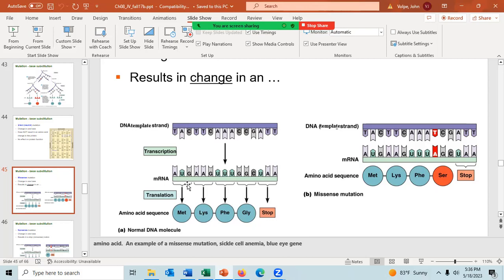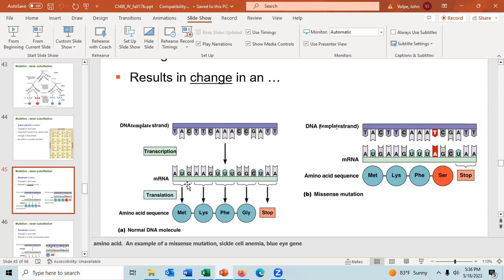An example of a missense mutation is sickle cell anemia, where you change one nucleotide in the DNA, and it does result in an amino acid change. I think it's in the 6th amino acid of the protein. And then that results in sickle cell anemia, assuming the patient has 2 of those alleles.